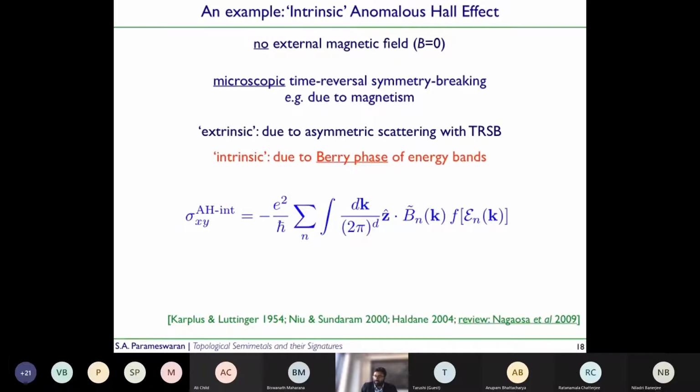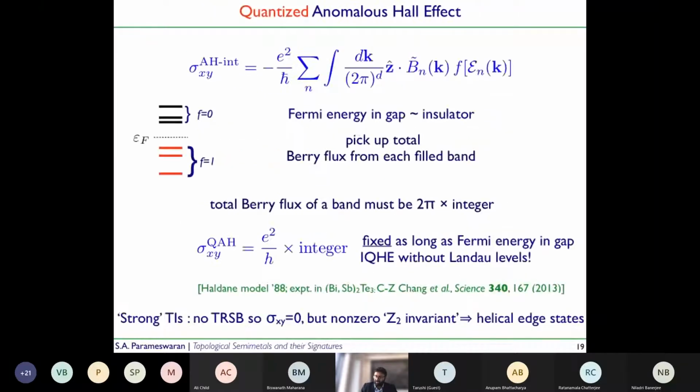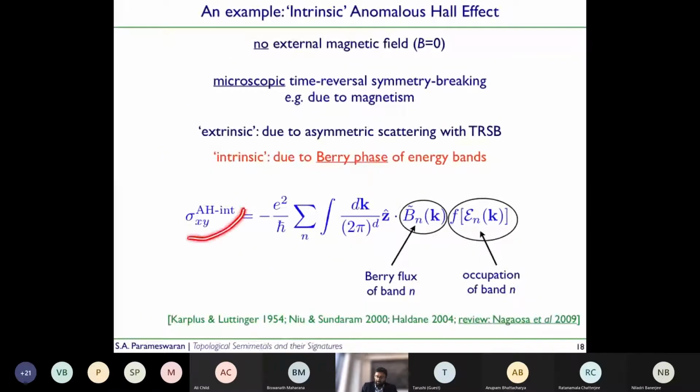And the way that's computed is, remember the quantized Hall conductance is defined in some 2D plane of the system. So the quantized Hall conductance measured in the XY plane is obtained by taking the Z component of the Berry flux and summing it over filled bands. So there's a Berry flux for each band, and there's an occupation of the band. And if you sum this quantity up over all the occupied bands in the system, with a Fermi function that tells you whether the band is occupied or not at that given temperature, that gives you a non-trivial anomalous Hall effect.